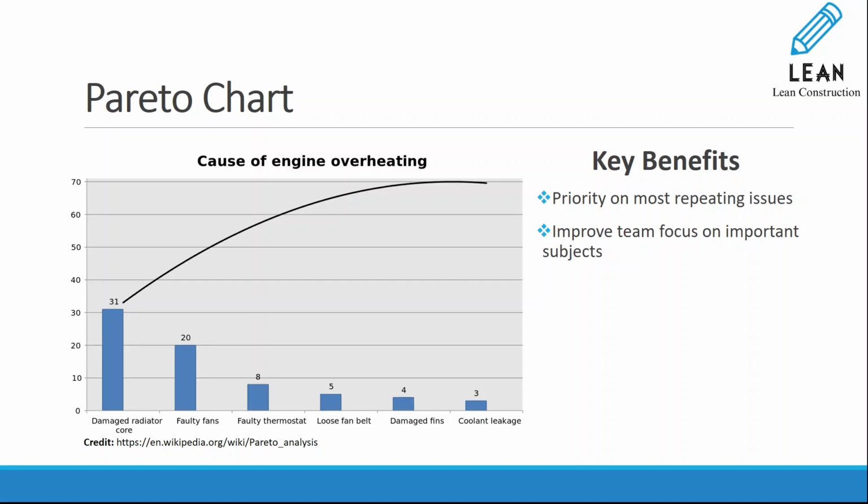For instance, let's take the example of engine overheating. We collected data on the causes and found that a damaged radiator core was the most frequent cause, followed by faulty fans, faulty thermostats, loose fan belts, damaged fins, and coolant leakage. We need to handle the radiator core issue first and conduct a root cause analysis to find out why it's happening and how to prevent it. Once we solve this issue, we can move on to the next most frequent cause.